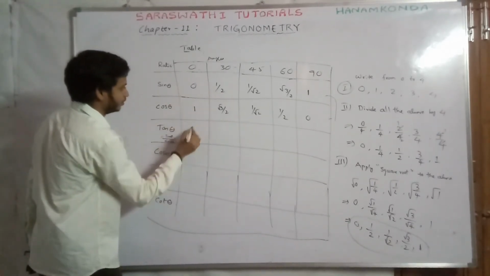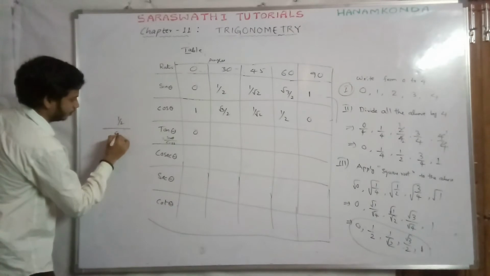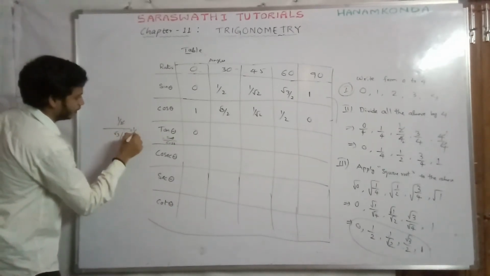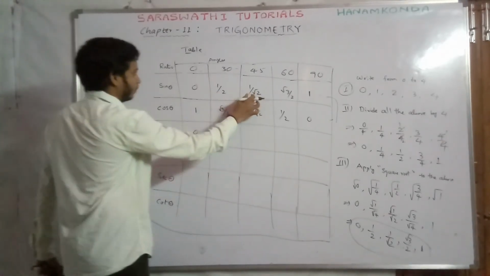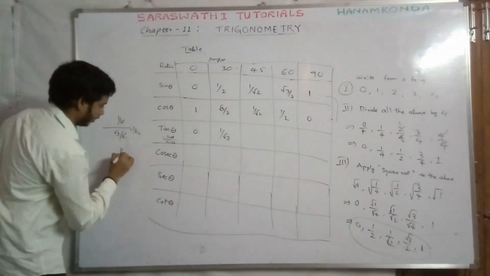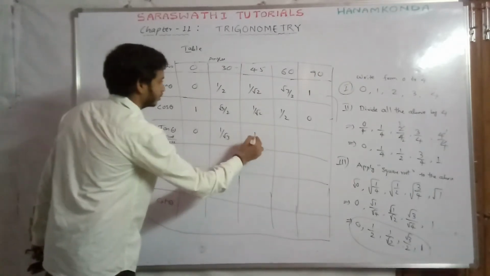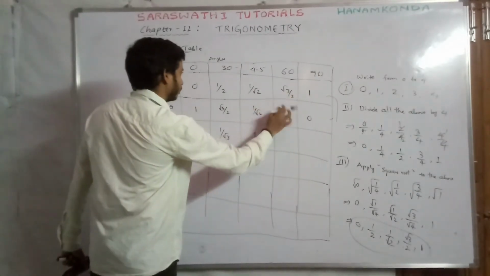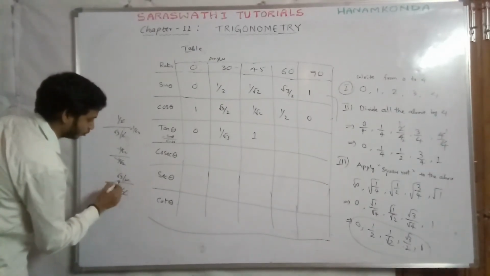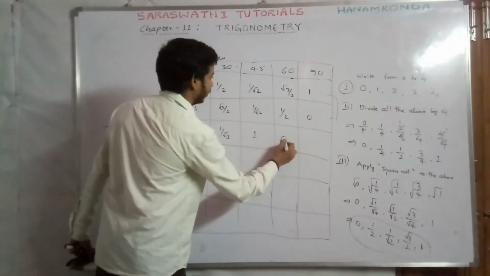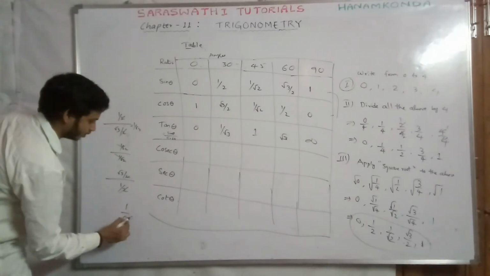So 0 by 1 is 0. Then 1 by 2 divided by root 3 by 2: the 2s get cancelled, so 1 by root 3 is the value of tan 30. Next, 1 by root 2 divided by 1 by root 2: numerator and denominator are the same, so the value is 1. Next, root 3 by 2 divided by 1 by 2: the 2s get cancelled, so the value is root 3. Next, 1 by 0 is undefined, infinity.